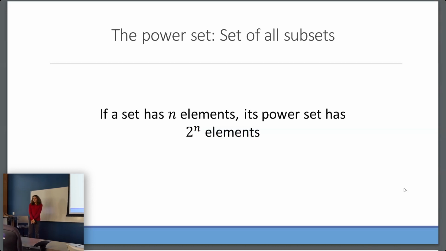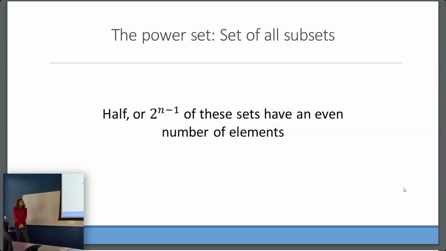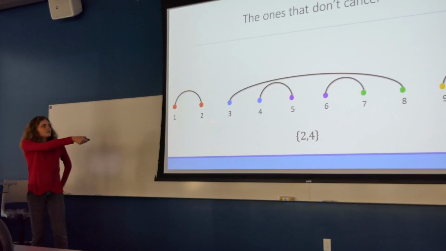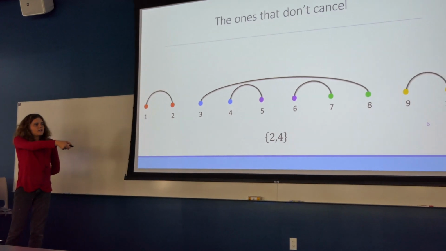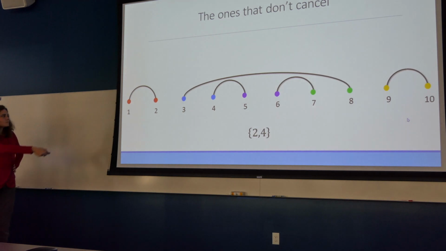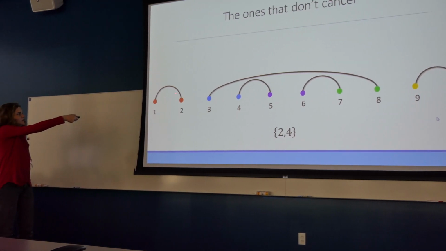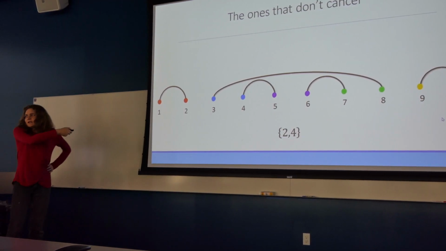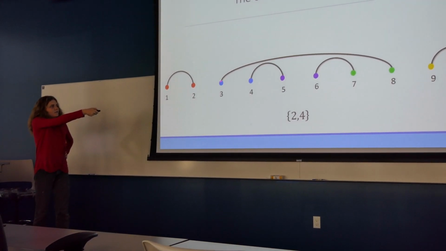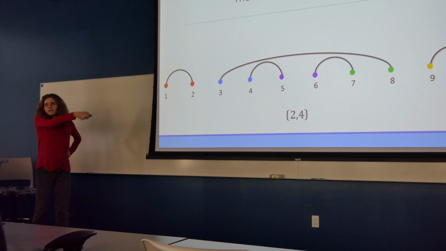But for our counting, we're only going to look at half of these. We're going to look at the ones that have even order, so an even number of elements. Half of them have an even number of elements. 2^n divided by 2 is 2^(n-1). And we're going to draw a bijection between these matchings that don't cancel and the even order subsets of n elements. So if we have 2n elements, they're going to be n pairs, and I've paired up the vertices. So 1, 2 is a pair, 3, 4 is a pair, 5, 6, and so on.